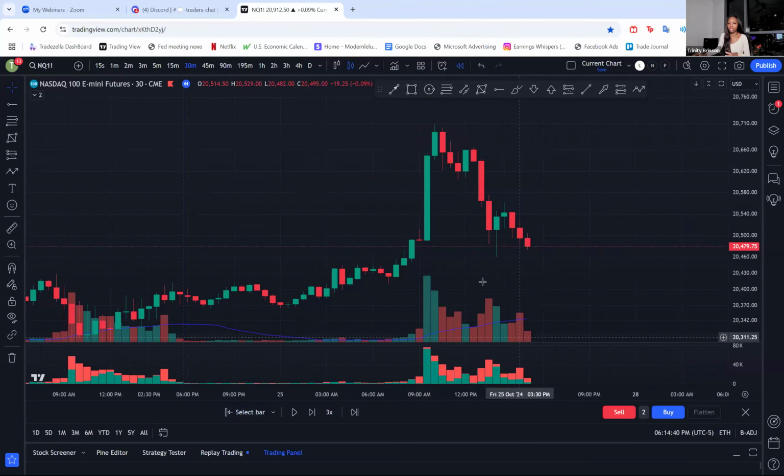So this is the 30 minute, okay? Just doing this to show you guys that these levels and these zones can be on any time frame and you can use them regardless of what time frame they're on, okay? Whether you're a scalper or whether you're not a scalper.